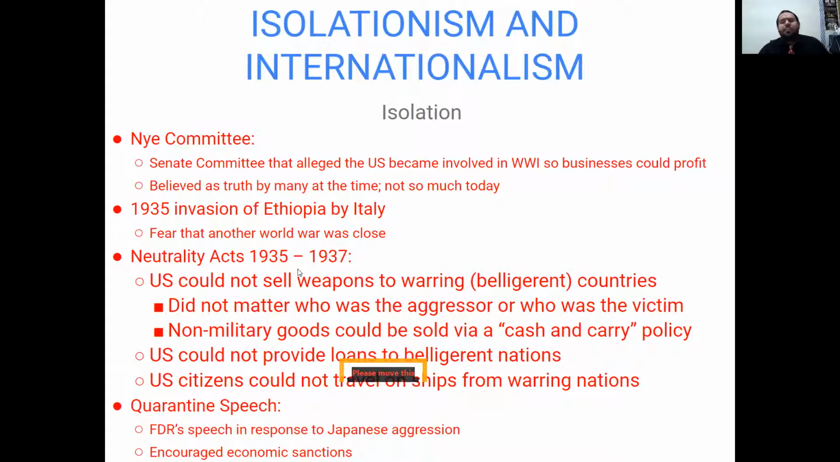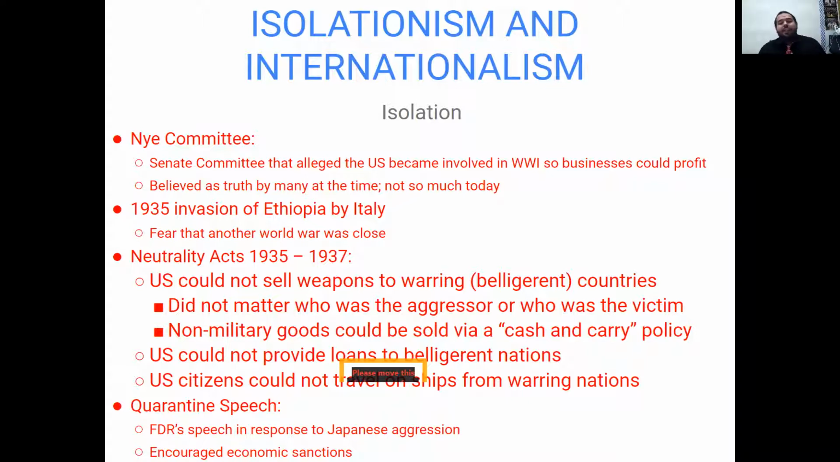Okay, it did not matter who the aggressor or who was the victim. So in this case, even though Ethiopia was invaded and taken over, Haile Selassie goes to the League of Nations and says, I need help. And all the League of Nations does is sanction Italy, if you remember that from last year. So since Ethiopia was taken over by Italy, the U.S. could not sell weapons to Ethiopia because they're technically at war. Doesn't matter who the victim was.